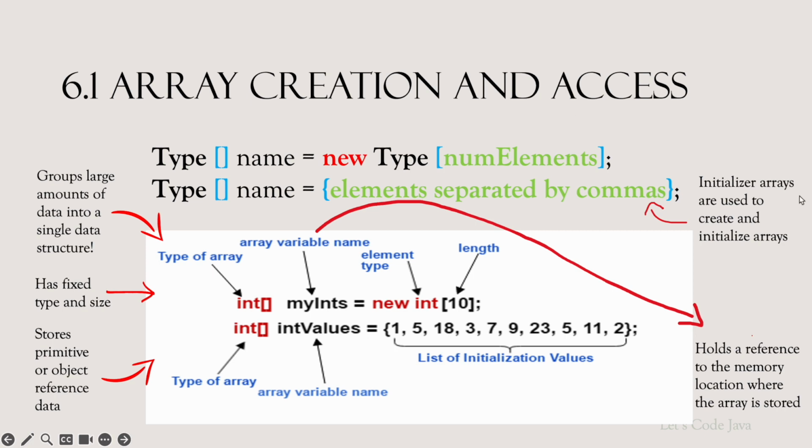And then there's the other type of array known as the initializer array, which is used to create and initialize arrays. Essentially they're the same thing, except this time you're already putting the elements into the array. And then you have the array variable name, which holds a reference to the memory location of where the array is stored.